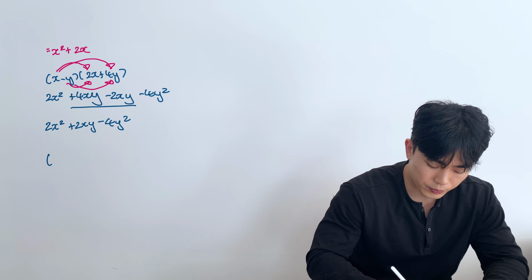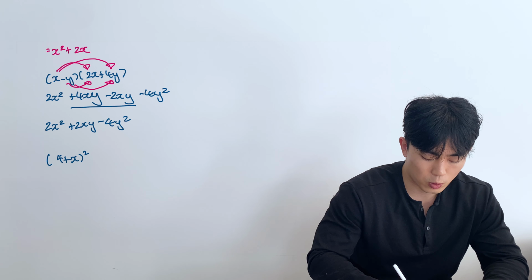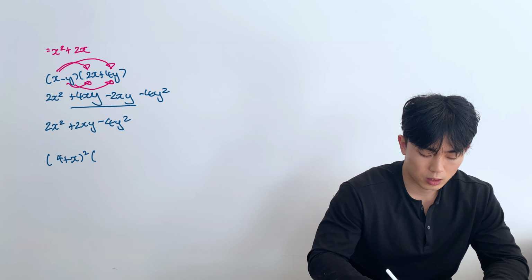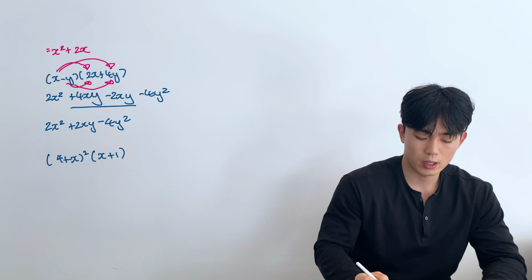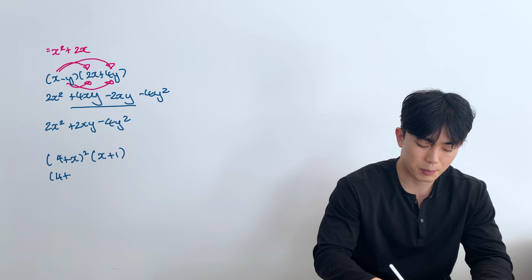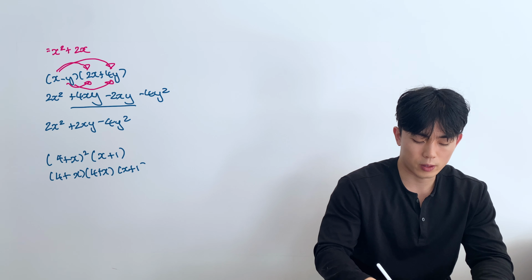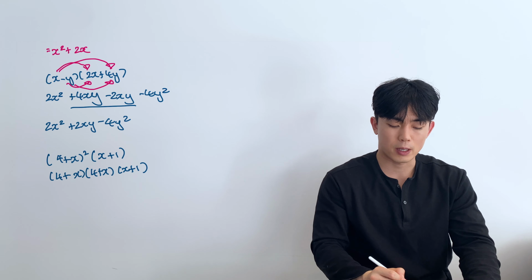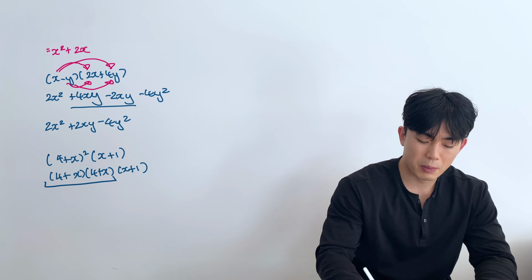We can also do it with 3 brackets. So let's say we have 4 plus x squared multiplied by x plus 1. Okay, so this is squared, right? So we're going to deal with the squared one first. So I can expand that by saying it's 4 plus x times 4 plus x times by x plus 1. So when we have 3 brackets, just think about doing the 2 brackets first and then leave the last one. So same method as before.